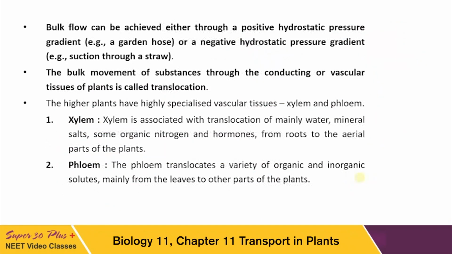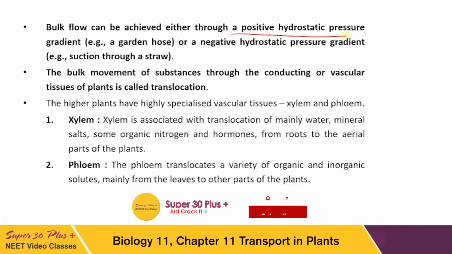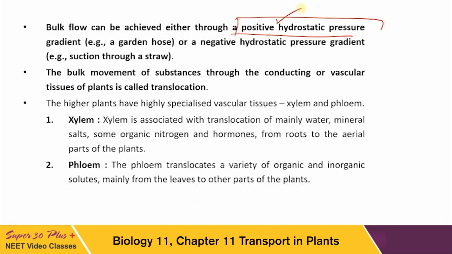Now, this is achieved by positive hydrostatic pressure, that is, the place from where it is to be transported has positive, higher pressure, just like the garden hose in our house, and there is a negative hydrostatic pressure at the place where the substance is to be transported. The bulk movement of substance through conducting or vascular tissue is called translocation.